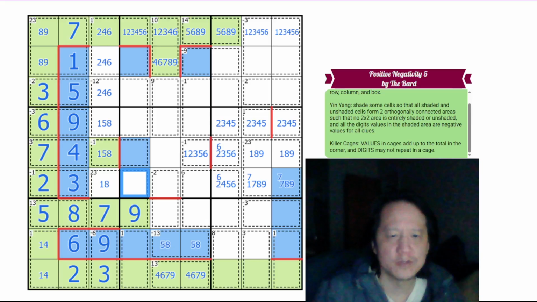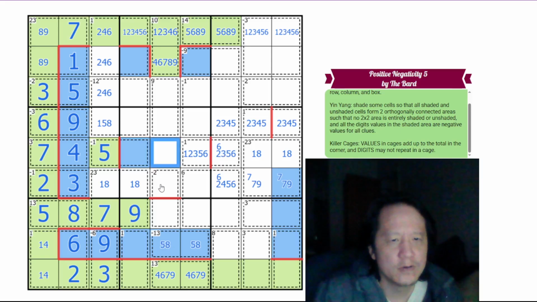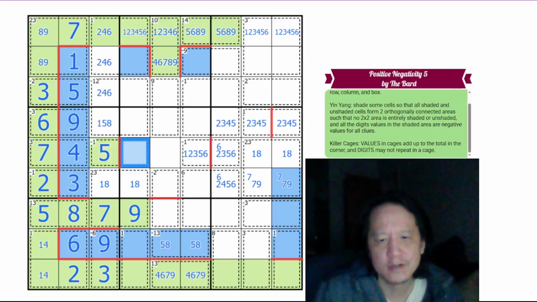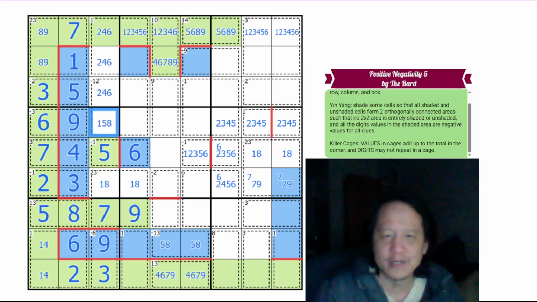So this becomes a 1-8 pair, which eliminates 1 and 8 in the rest of the row. This cannot be 8. This is 1 and 8 here, which forces this to be 5. Oh, that works. Oh, I had it backwards. This has to be the lesser value, so it's positive. Right. Okay, so I messed that up. I don't know why.